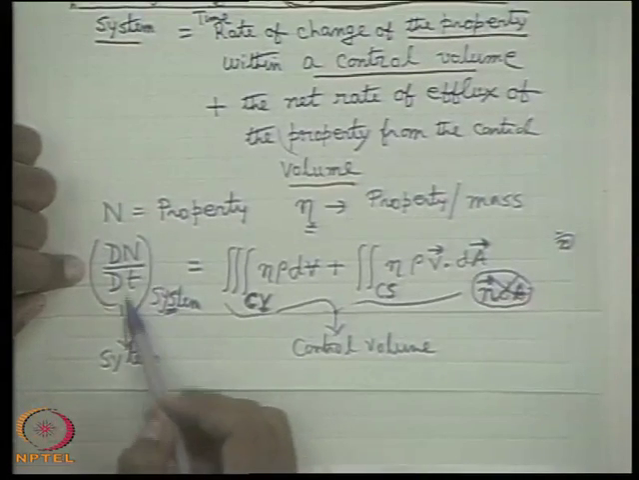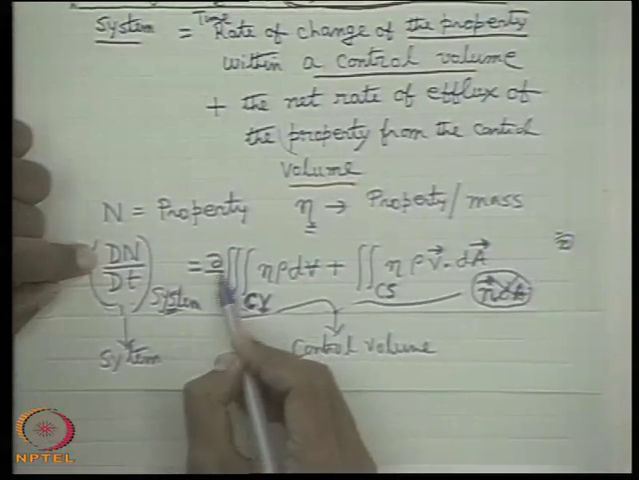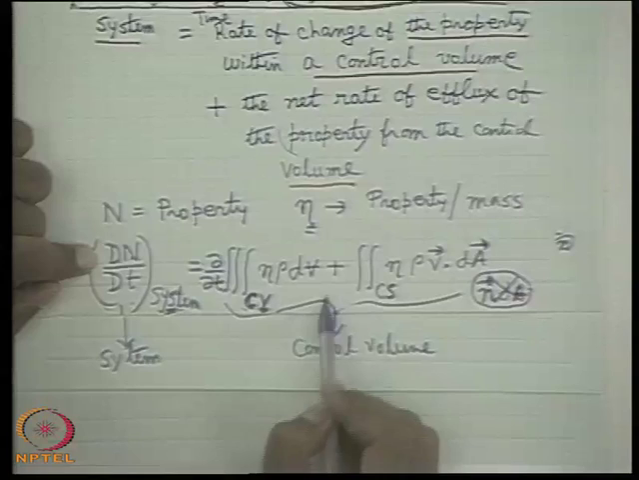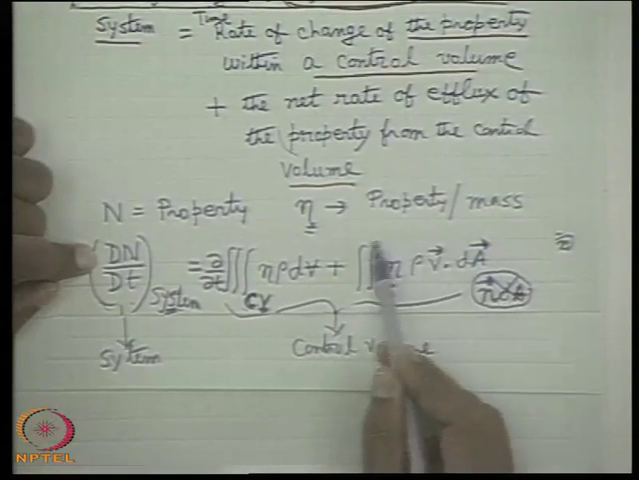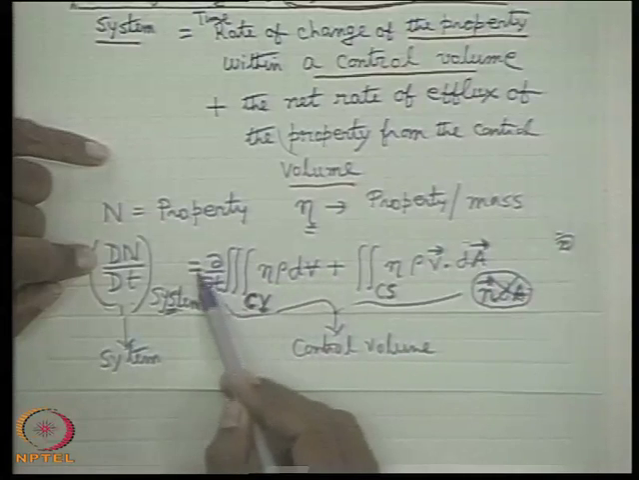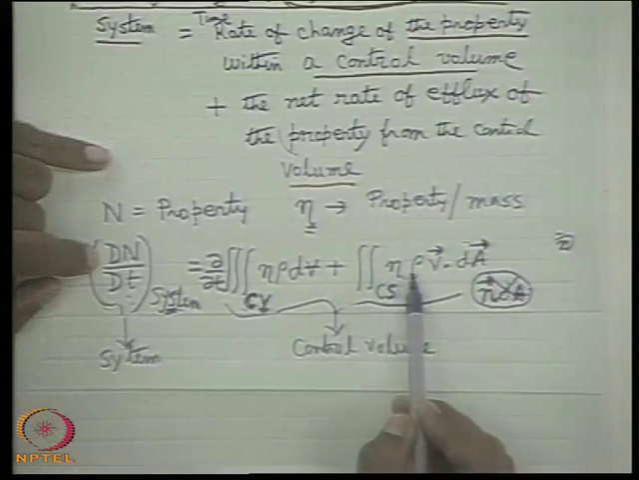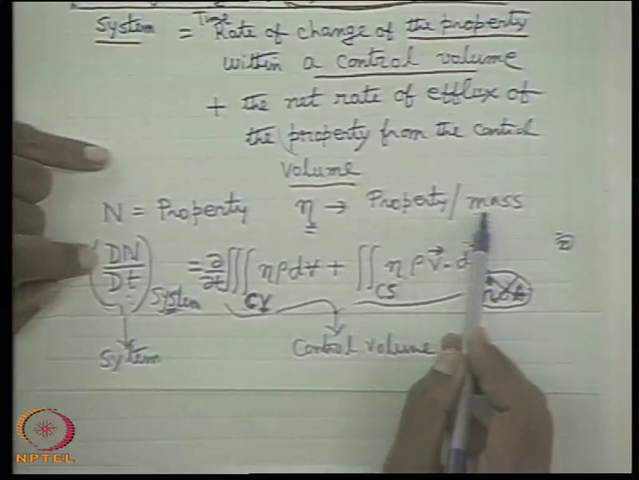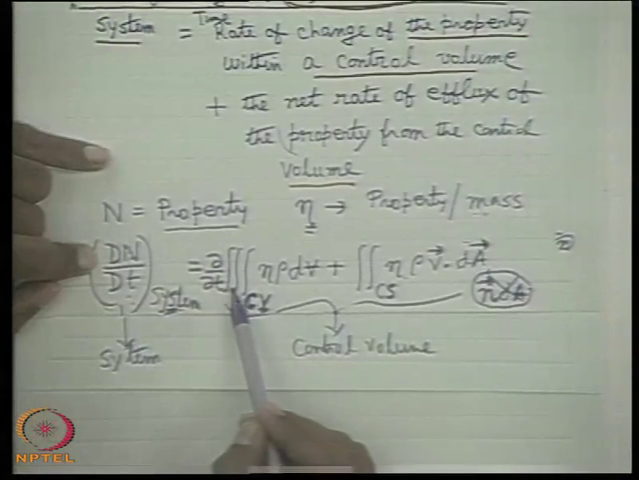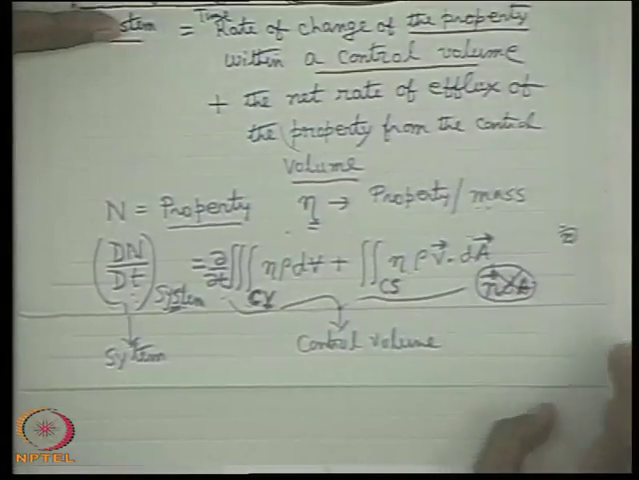The time rate of change of any property N in a system is the time rate of change, del by del t, of the property within the control volume plus the net rate of efflux of this property from the control volume. Now in steady state obviously this term will be 0. So for steady state dN/dt is equal to the integral of eta rho V dot dA, where eta is the property per unit mass and N is that property. So this is the mathematical form of the equation.